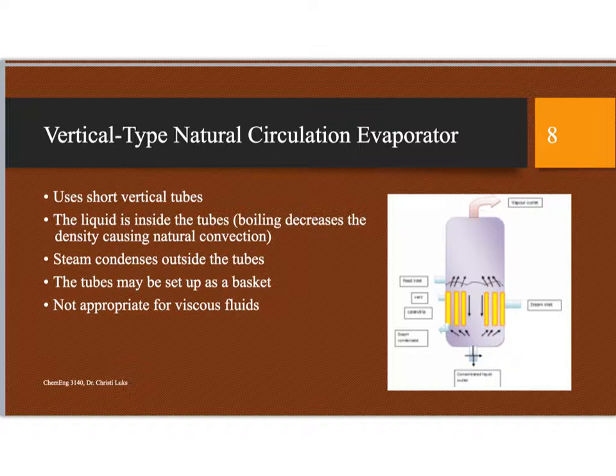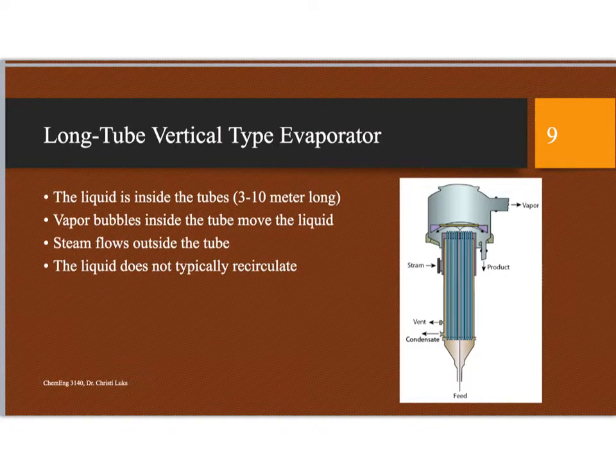Sometimes the tubes are set up actually as a basket so that they can move through the steam on the outside. These work pretty well as long as you have a relatively inviscid fluid, but with heavier viscosities, think of trying to get syrup to move through the inside of these tubes, this would be fairly difficult.